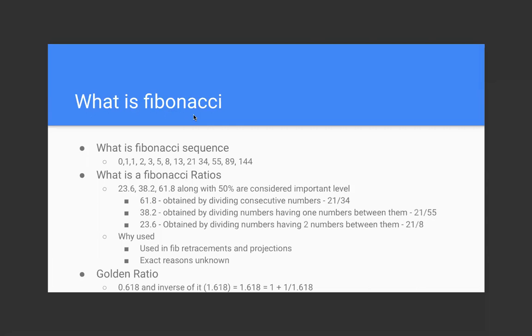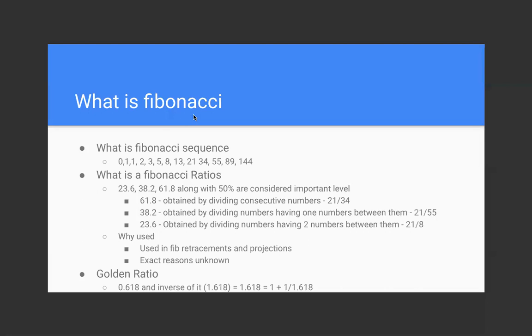Then the next one, 38.2: if you take 8 divided by 21, it will be 0.382. Then again, 13 divided by 34, it will be 0.382. So that is the difference of two numbers. Similarly, 23.6 is three numbers apart. For example, 8 divided by 34, you'll get 0.236. So that is how those levels are defined. We'll see more in reality how these levels are used in real charts. But for right now, understand these are the levels that are very commonly used in retracements and projections when we talk about Fibonacci.